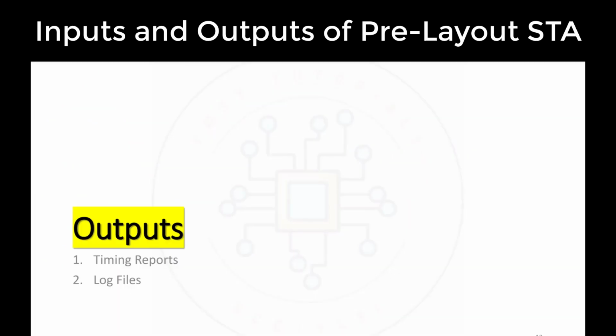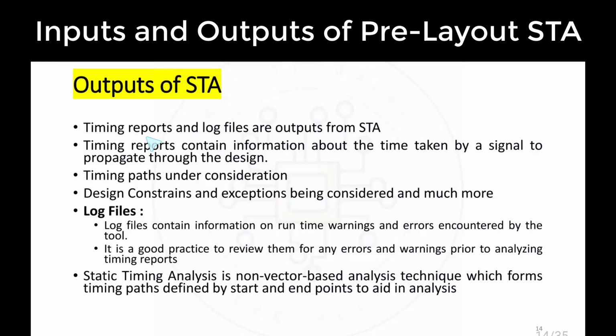So till now we have seen the inputs, that is .lib, gate level netlist and SDC constraints. Now let us see what the outputs of pre-layout static timing analysis are. So we get outputs as timing reports and log files. Timing reports contain information about the time taken by a signal to propagate through the design, timing paths under consideration, design constraints and exceptions being considered, and much more.